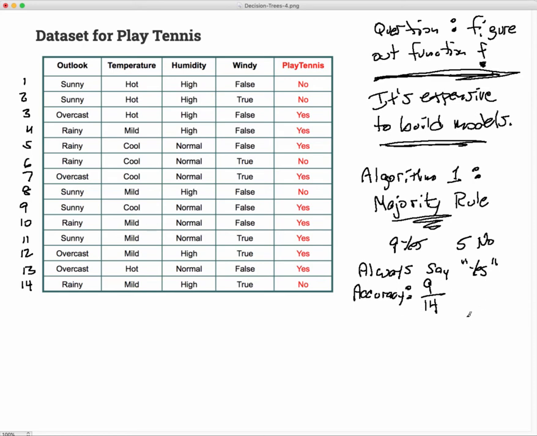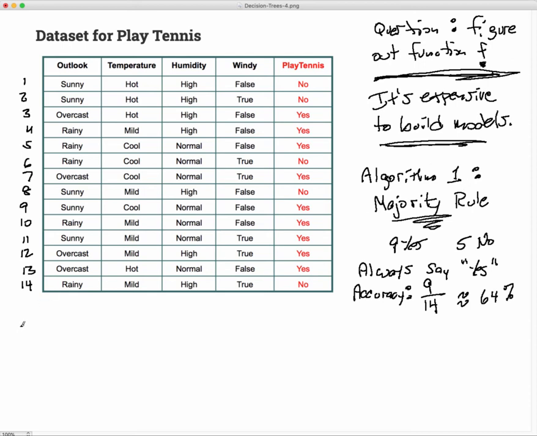If I were to call up my calculator, let me see if I can do that. If I go 9 divided by 14, I get that that's 64% of the time. And who knows? That didn't take me a whole lot of time to do. The boss may feel that 64% of the time is a perfectly reasonable way to do it. So that's algorithm number 1.